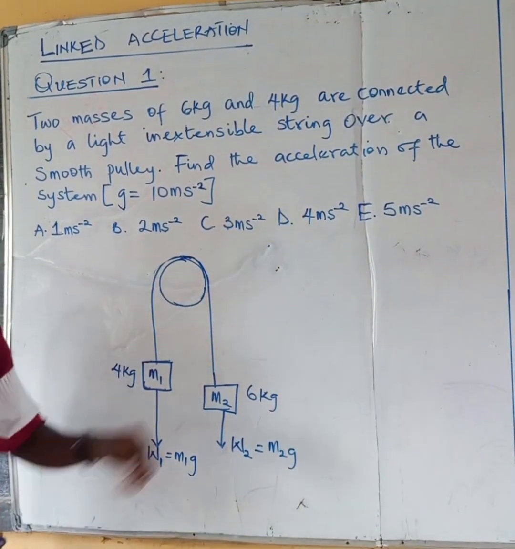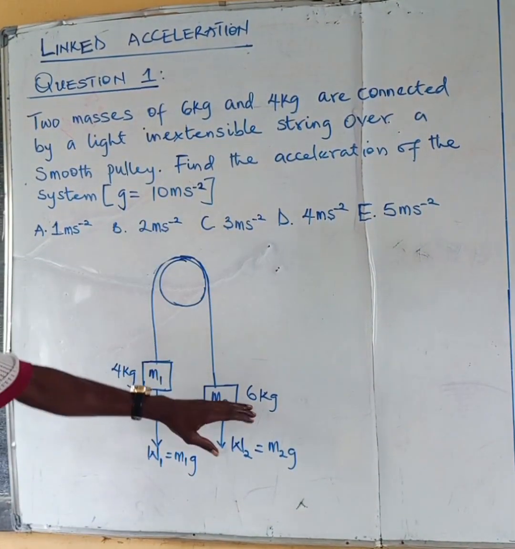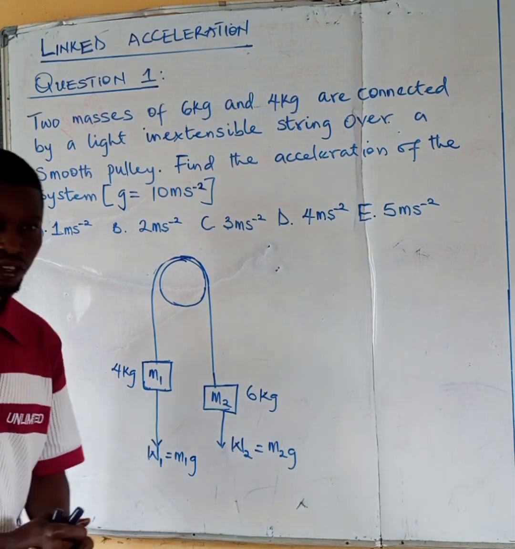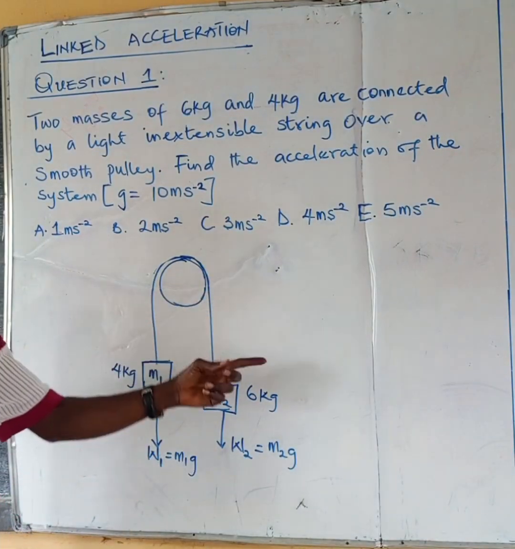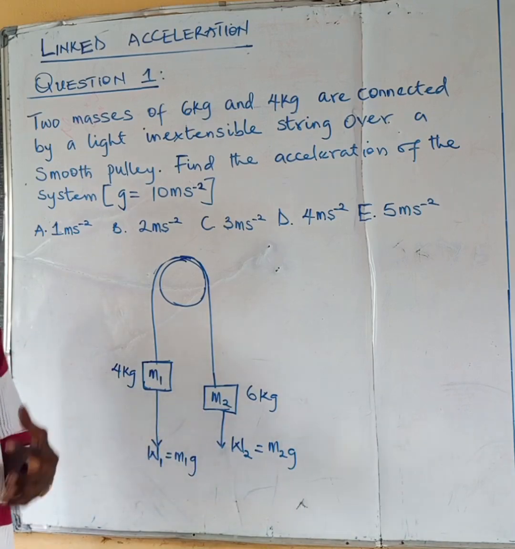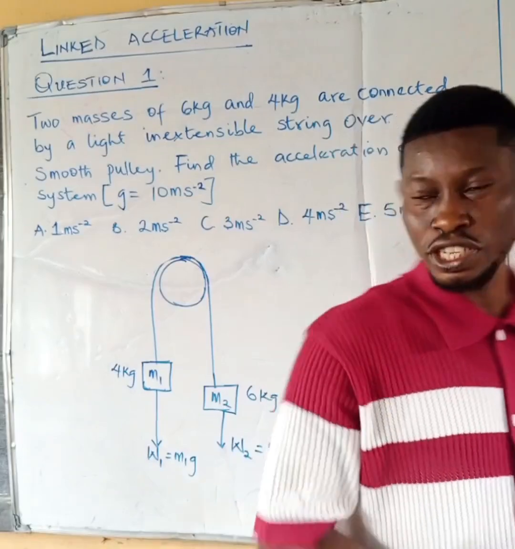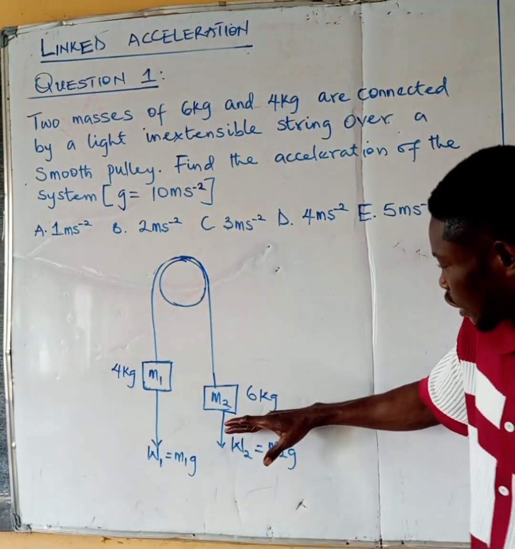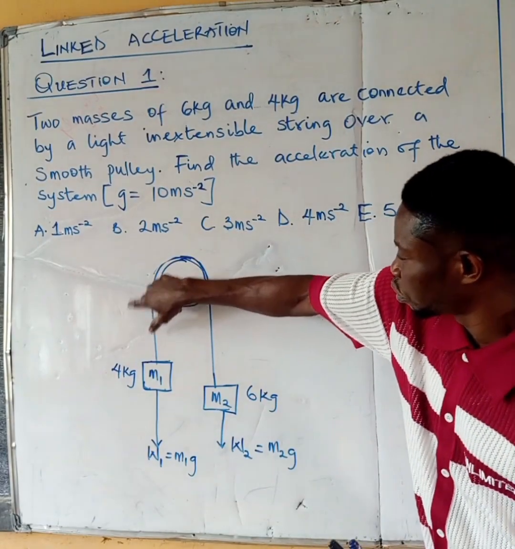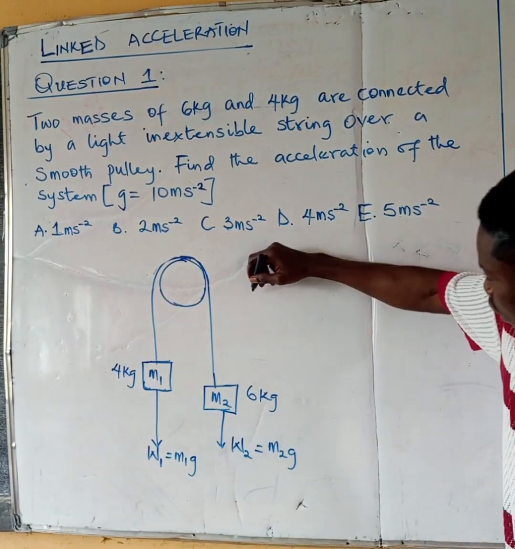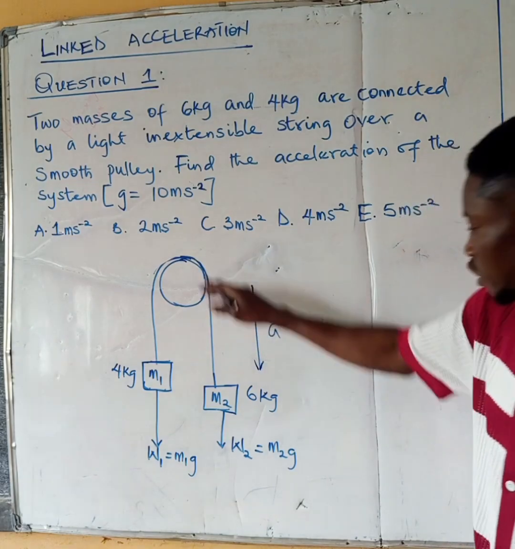From this diagram, you can see that this is a pulley and these are the two masses hanging on either side of the pulley. In most cases, you are given the direction of acceleration of the system, but in some cases, you are required to find the direction by yourself. In this case, this is a 6 kg mass, this is a 4 kg mass. So most likely, this system should accelerate in this manner. So we simply put our acceleration A here. This is the direction of acceleration.